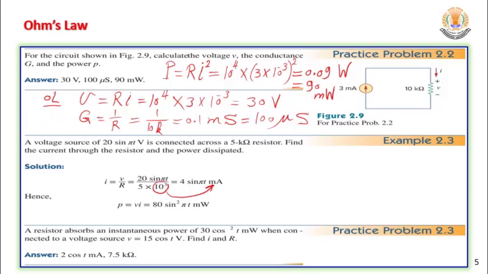Regarding power, you multiply VI. This means you multiply this term in volts by this term in milliamps. Volts times milliamps gives milli in terms of power, milliwatts. That's it. You multiply 20 times 4 and you get 80 sine squared T milliwatts. Clear? The same applies to the practice problem. No need to spend time on it. You have the answer, so you can do it at home.